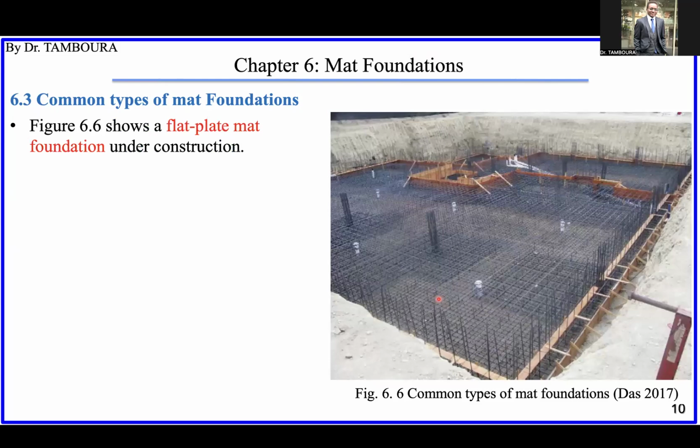So this is an example of a flat plate mat foundation under construction. This is just a photo, okay?